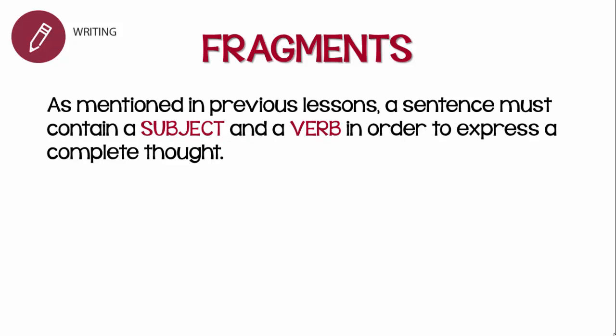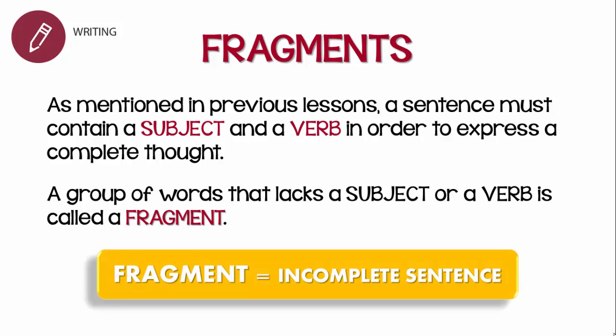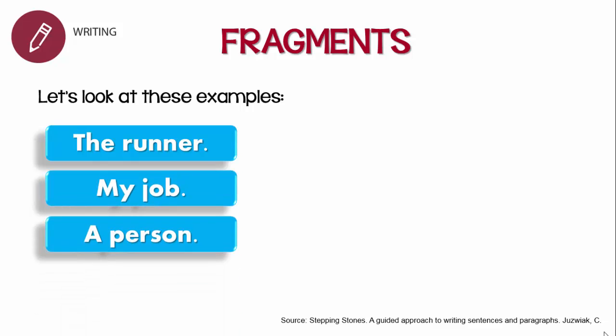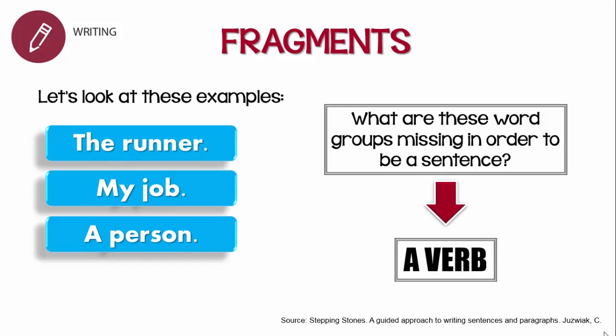As mentioned in previous lessons, a sentence must contain a subject and a verb in order to express a complete thought. A group of words that lacks a subject or a verb is called a fragment. A fragment is an incomplete sentence. Let's look at these examples. The runner, my job, a person. What are these word groups missing in order to be a sentence? A verb.